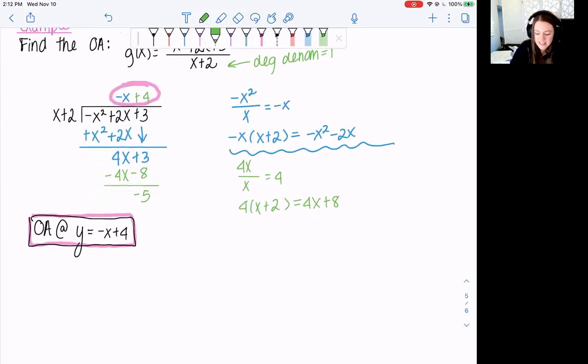So then the last thing to talk about before we actually do the worksheet is holes in graphs. These are also known as removable discontinuities. Removable discontinuity.